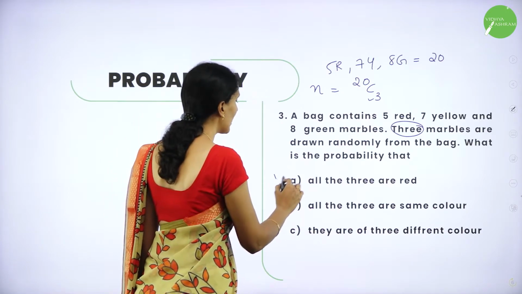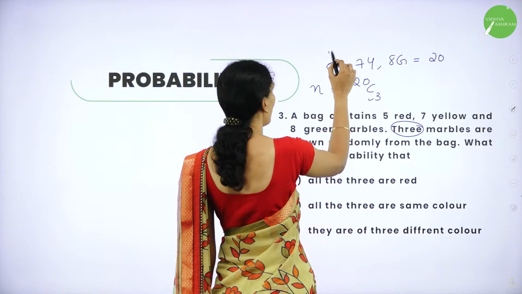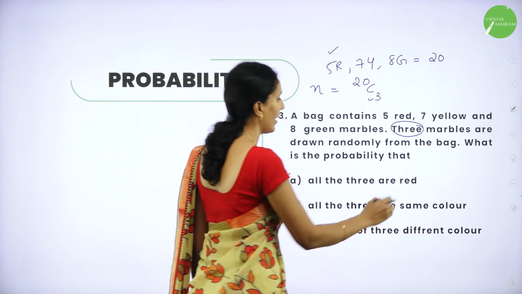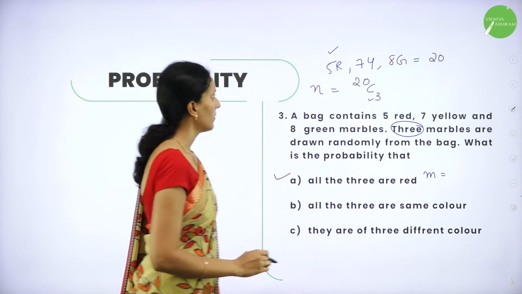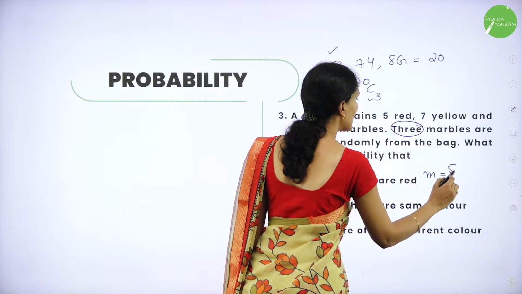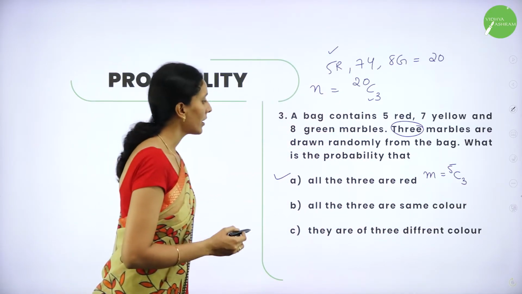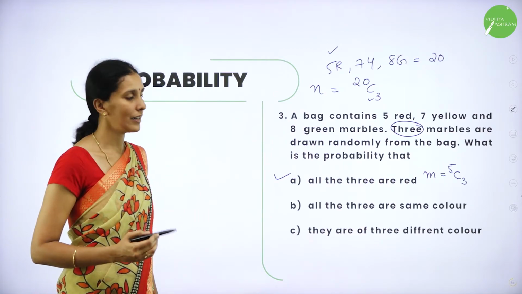So what happens if all the 3 are red? How many reds do we have? We have 5 reds. If all the 3 are red, then my favorable outcome will be 5C3, because out of 5 reds there are 3 chosen. So therefore the selection will be 5C3.